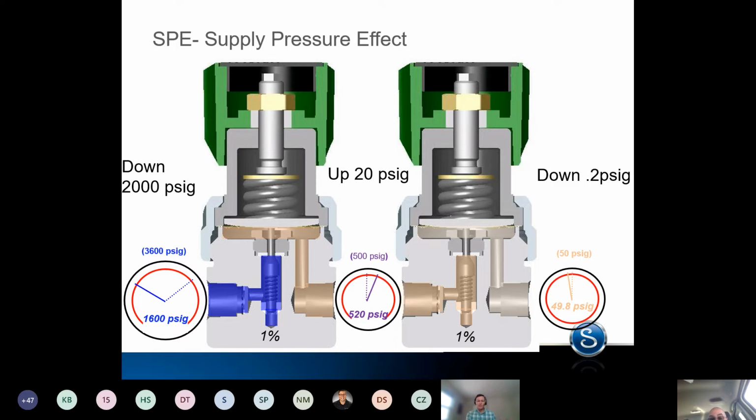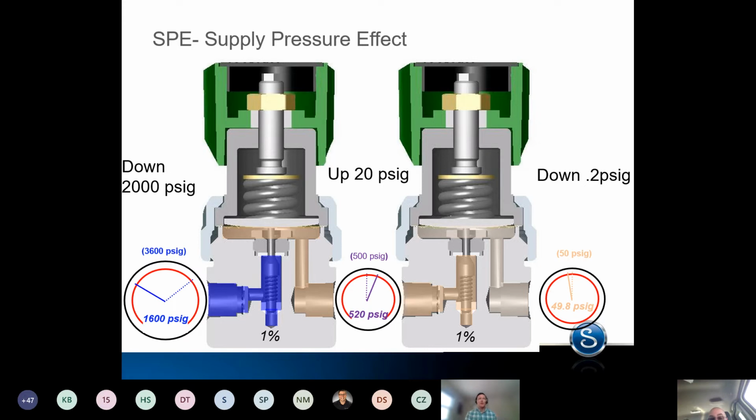1% of 2,000. Now, the second stage regulator has no idea that it's connected to a cylinder that has just lost 20 psi. All that second stage regulator sees is, oh, inlet pressure went up by 20 psi. So I have to readjust to maintain that balance. Now, the second stage output is reacting only to that 20 psi increase. So it actually goes down by 0.2 psi or 1% of 20 psi.